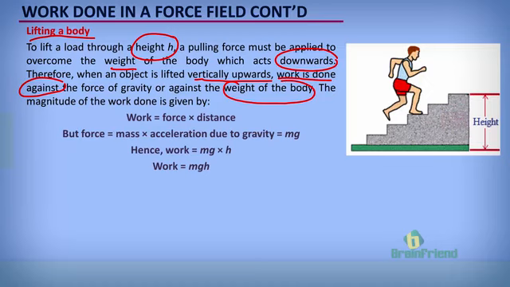The magnitude of the work done is given by work is equal to force times distance, as we earlier stated. But we should also know that force is mass times acceleration due to gravity. Hence, work is equal to mass times acceleration due to gravity times height. Work is equal to mgh.